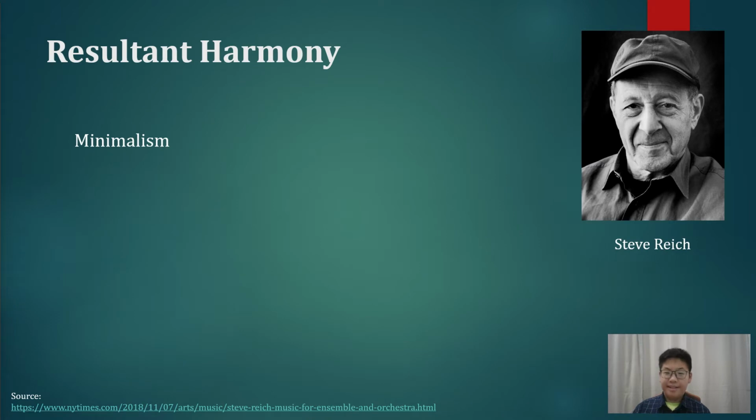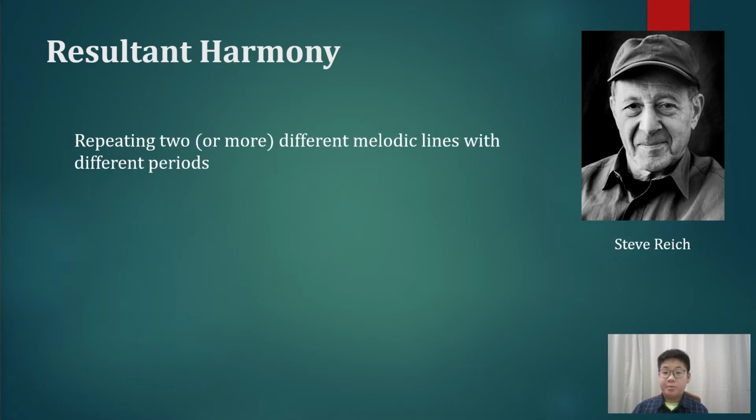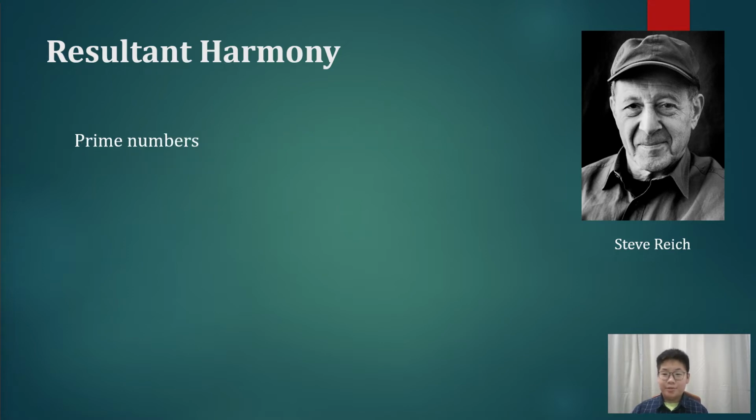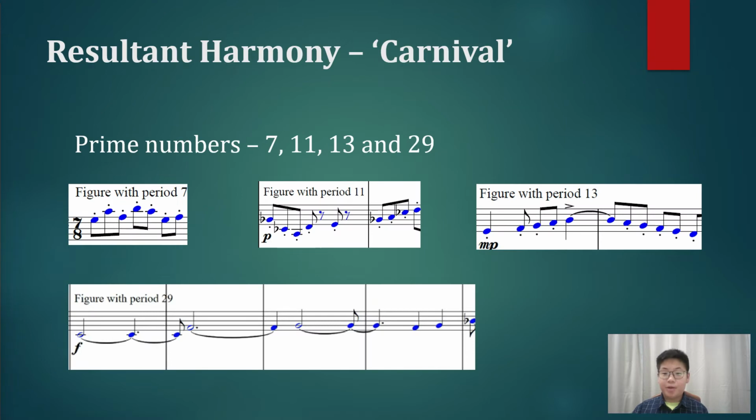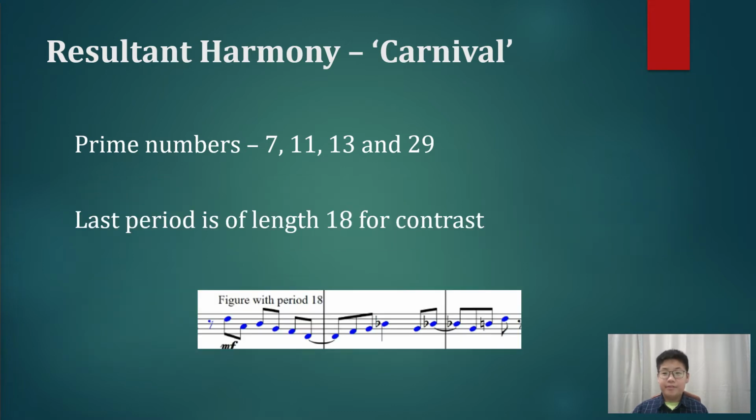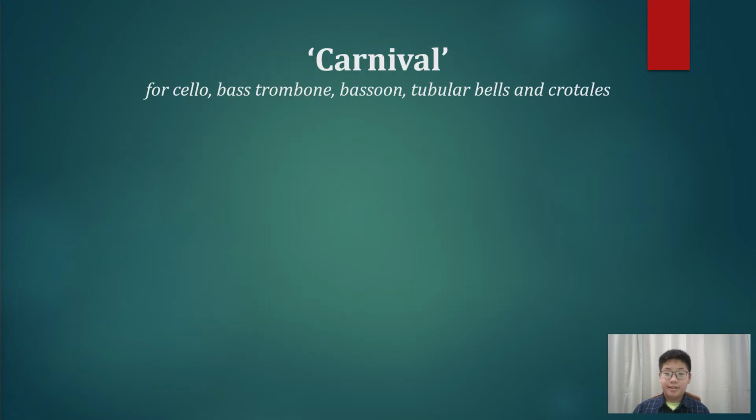Minimalism was a movement that started in the mid-20th century, which involves as minimal elements as possible to create music. One such technique used is repeating 2 or more different melodic lines with different periods to create another line that is longer. Prime numbers are used to avoid the periods from coinciding for as far as possible. In my piece Carnival, I used prime numbers 7, 11, 13 and 29 to create the length of the melodic periods. The last period is of length 18 and is used for contrast against the prime-dominated atmosphere. Let's listen to Carnival.